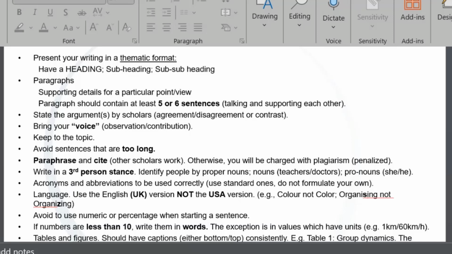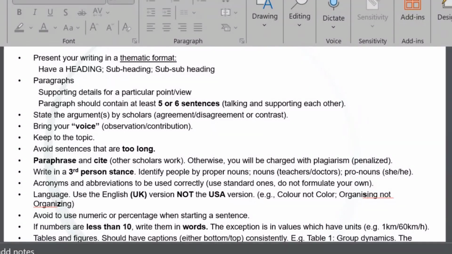There are many, colleagues, okay? But firstly, I think you need to present your writing in a thematic format. I always say that, especially at this level. When I write my literature study section, I need to use headings, okay? Then after I've done with the main heading, I could have a subheading, then a paragraph based on that subheading. Then I could have another subheading, and also maybe a paragraph.